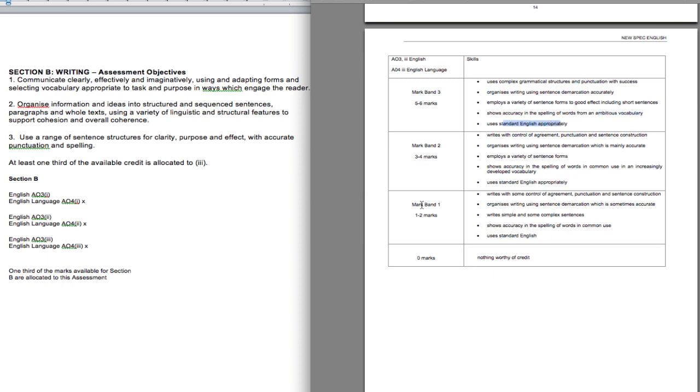Again, looking at the other side of it, what gets you very low marks: uses standard English, shows accuracy in spelling of words in common use, so you know how to spell use and show and word, simple words like that. Writes simple and some complex sentences. A simple sentence is basically, in its simplest form, like one clause. So I am John. And then a complex one would be I am John and I'm going to the shop. So that would be just a really simple breakdown of a clause there.